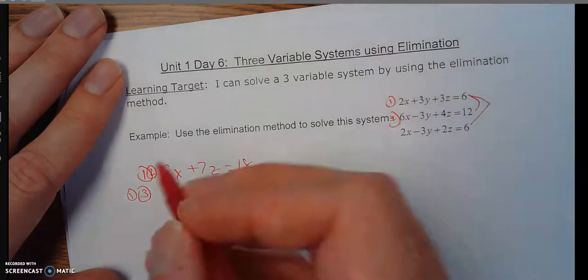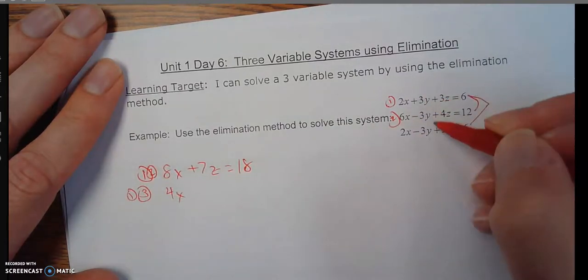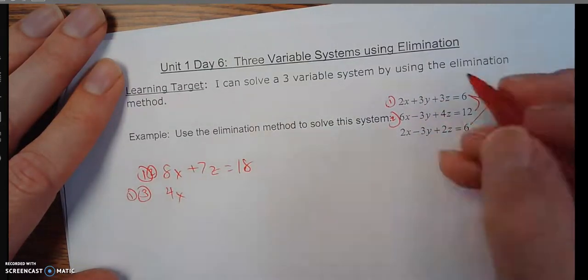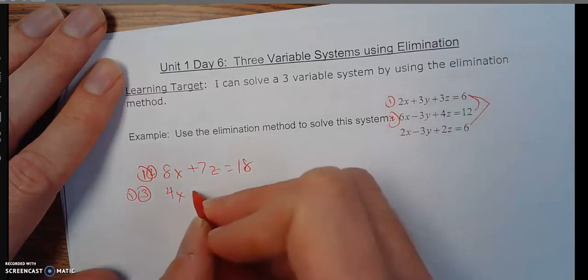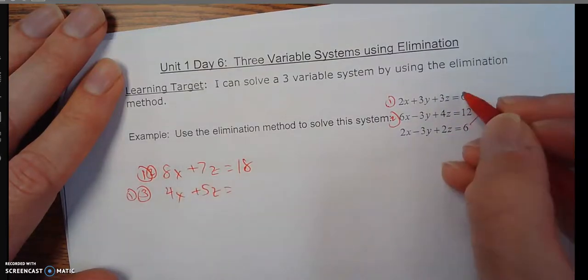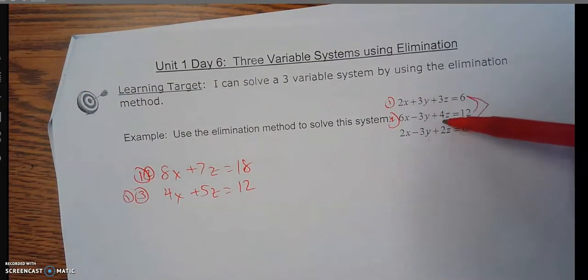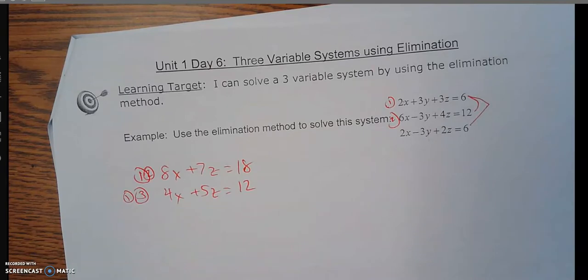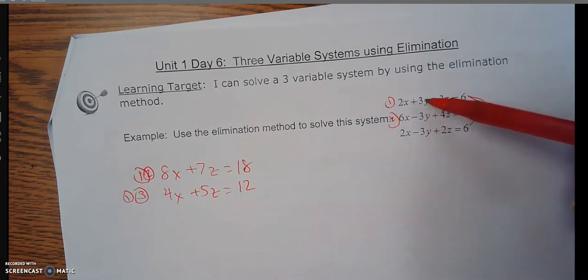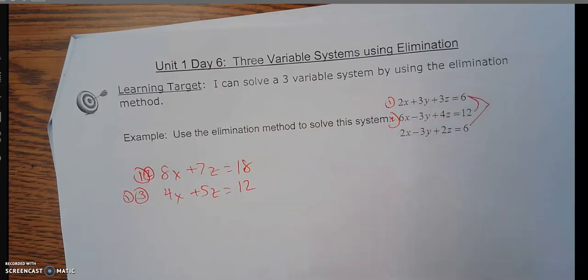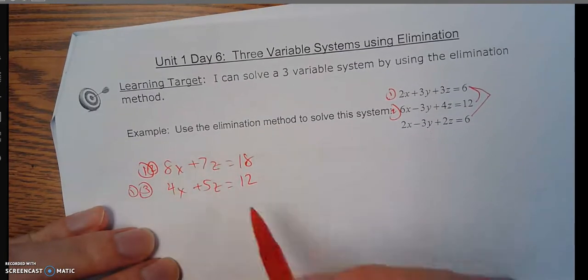So 2x plus 2x is 4x. 3y minus 3y is 0, and then 3z plus 2z would be a 5z, and then 6 plus 6 is 12. So I had to do 2 pairs of these such that the same variable canceled twice. So the y's canceled, and the y's canceled again. It has to be the same variable wipeout both times. So now I've got 2 equations, 2 unknowns.